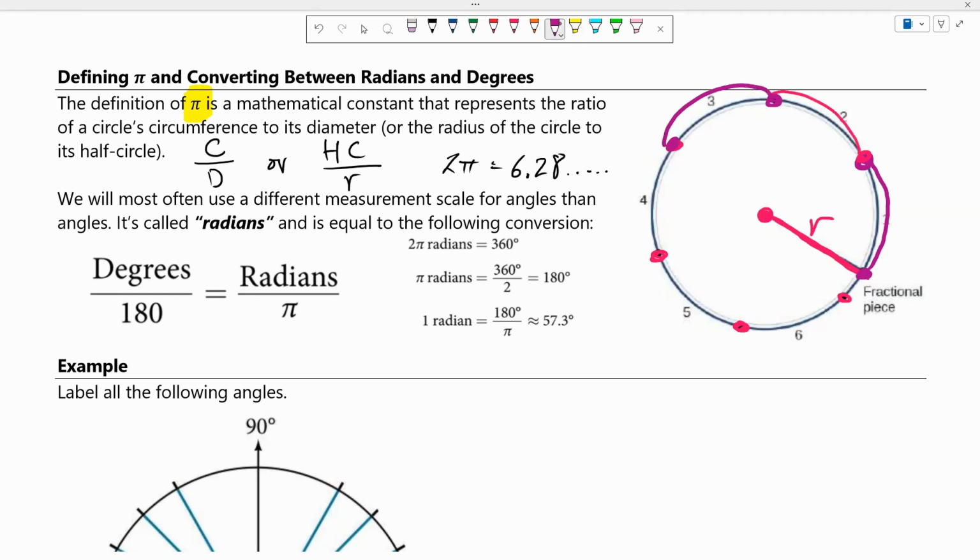If you do that all the way around a circle, 1, 2, 3, 4, 5, 6. So you can put 6 radii all the way around a circle, and then you're going to have a nice little fractional piece. That little fractional piece is that 0.28 and change, just a smidge below a third.